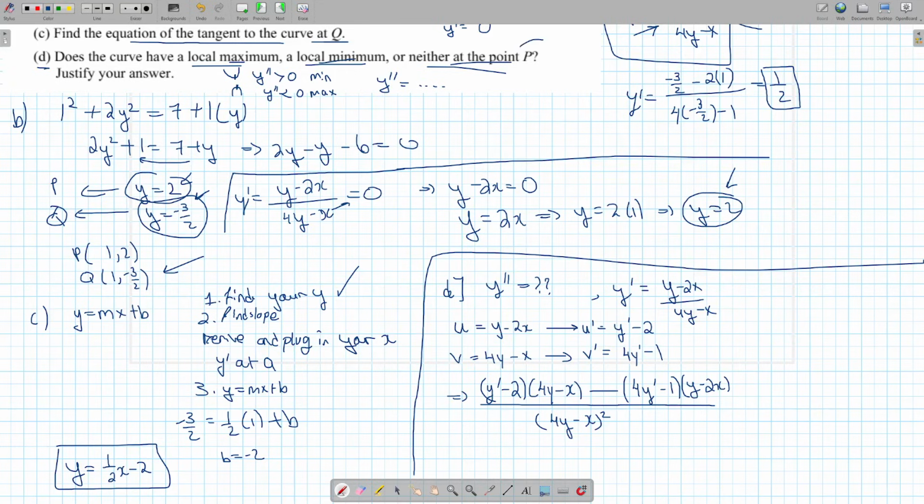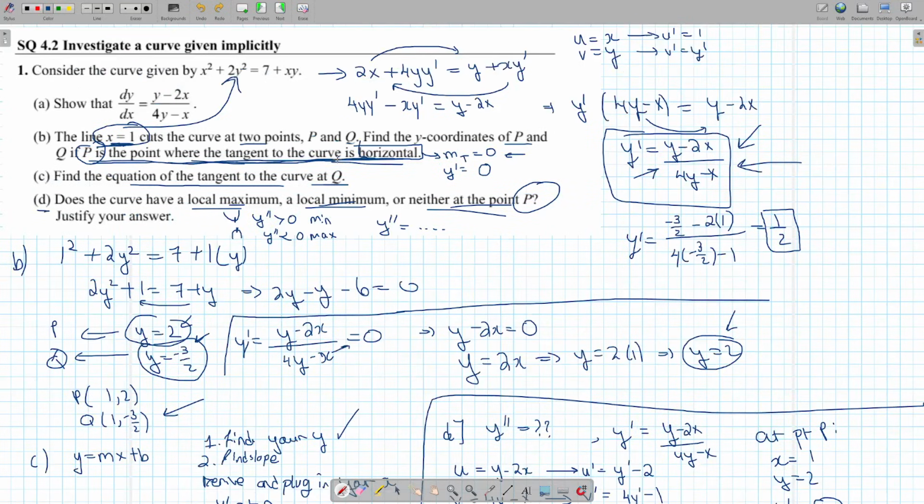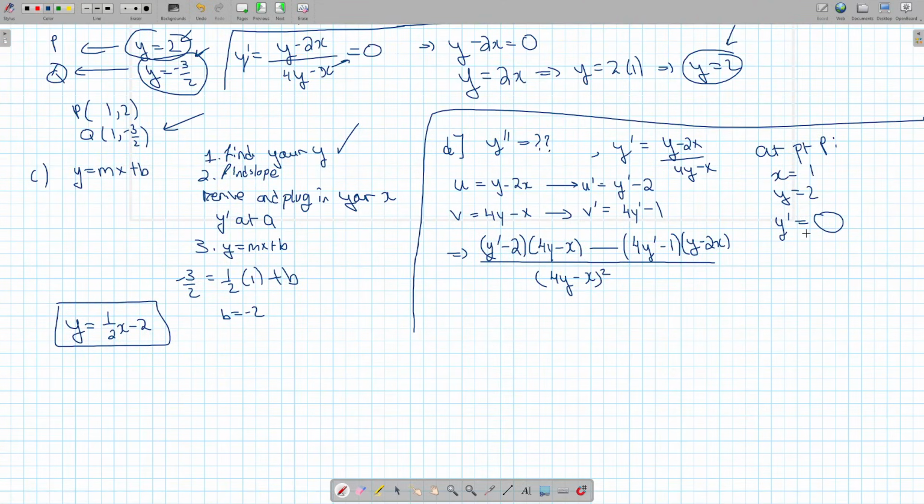We know that at point P, x is equal to 1, y is equal to 2, and y prime is equal to 0. How did I get all of these? Isn't the point P (1, 2)? Yes. So instead of x and y, for point P, I can substitute 1 and 2. So how do I get y prime is 0? Remember, we said that point P is the point where the tangent is horizontal, and its slope is 0. If its slope is 0, y prime is 0. So that's why I wrote here y prime is 0.